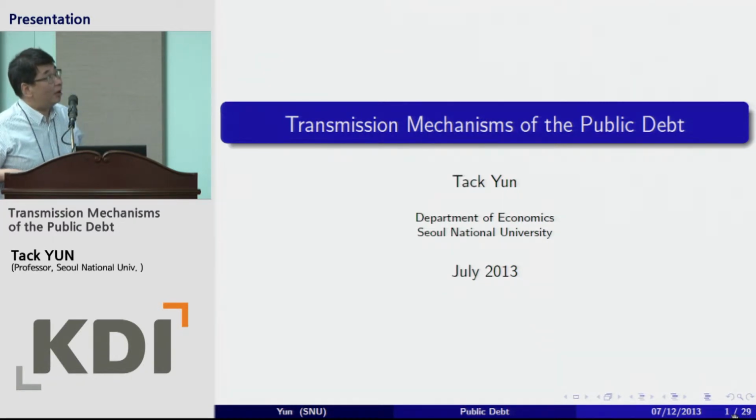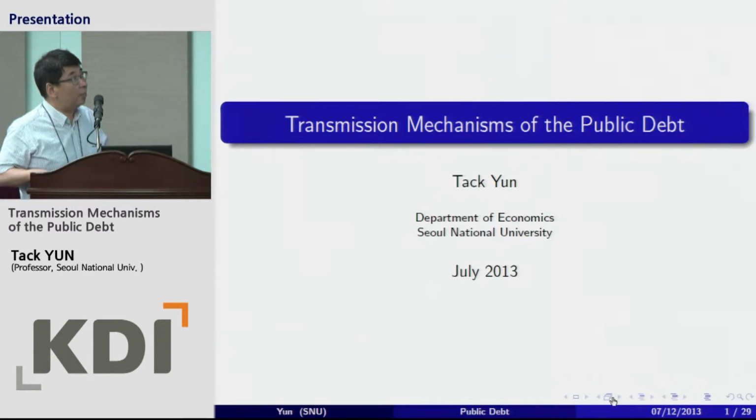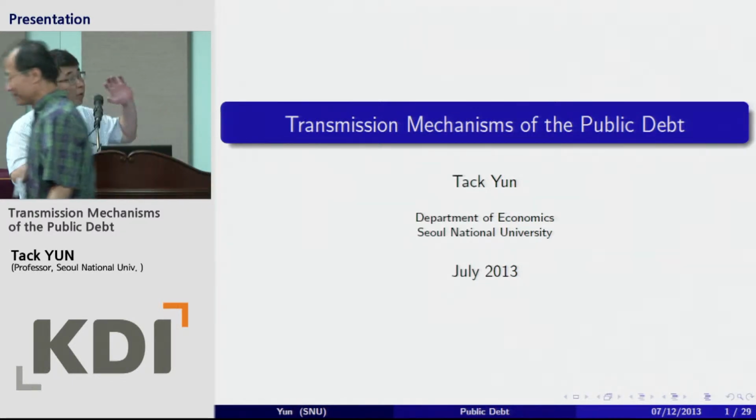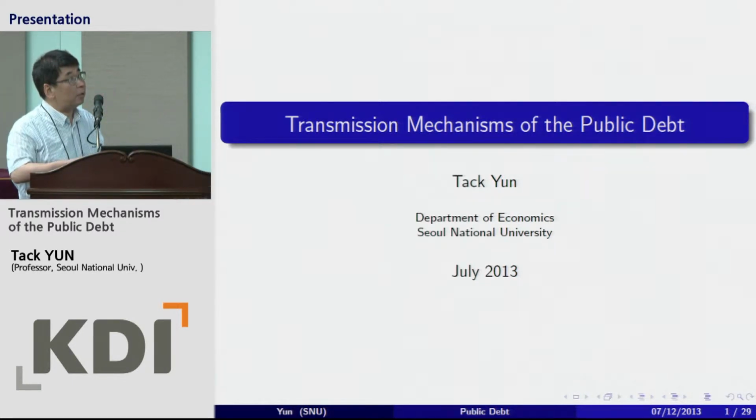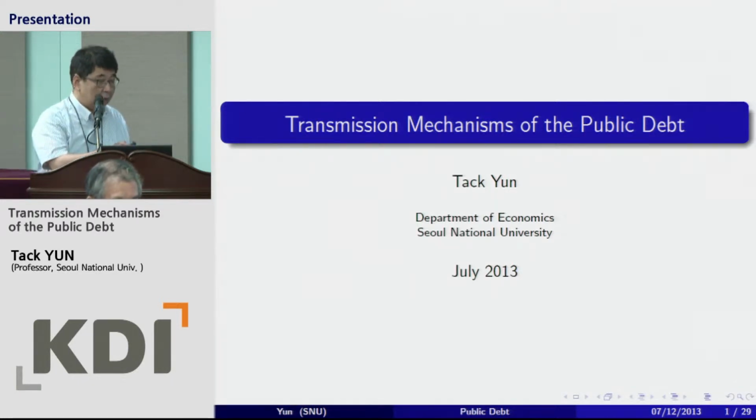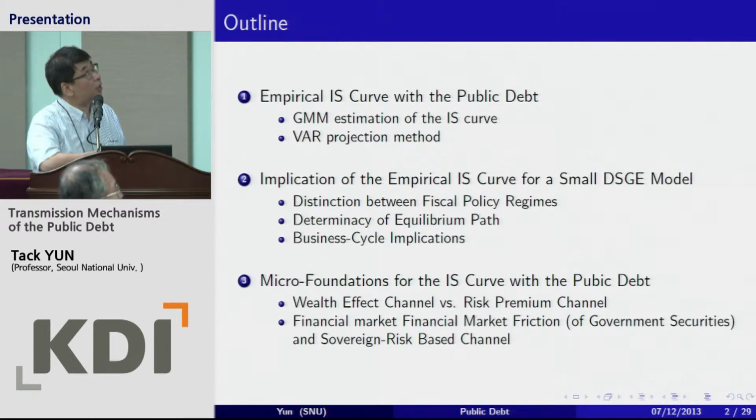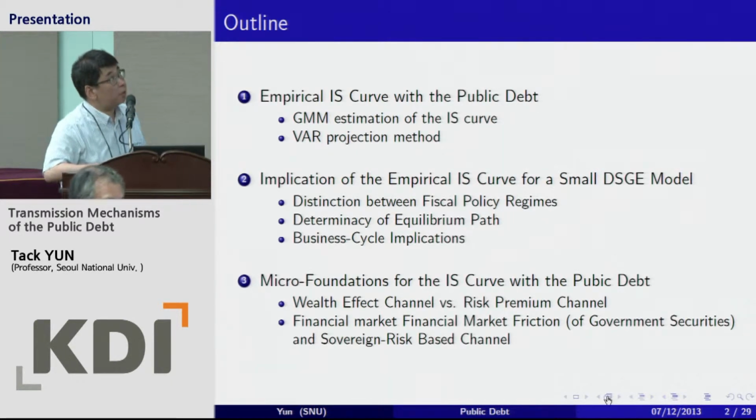So the title of this paper is the transmission mechanism of the public debt. The reason why I chose this one is that recently, as the economy accumulates a high level of debt, the public debt might have some important role in making some real impact. So that's why I chose the transmission mechanism of public debt. And here, this is the outline of my paper.